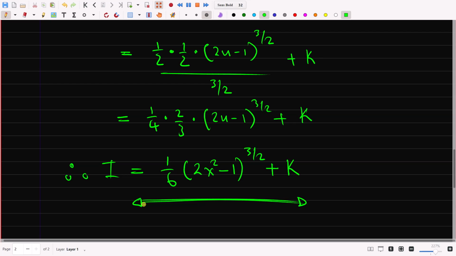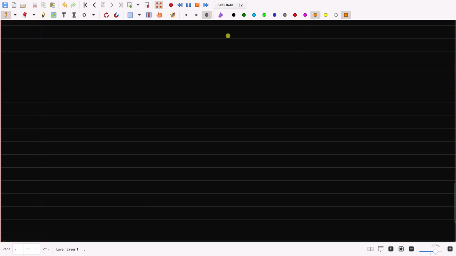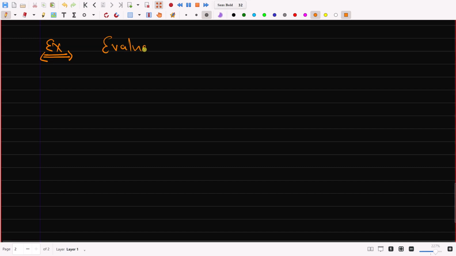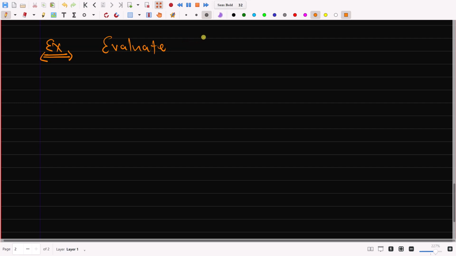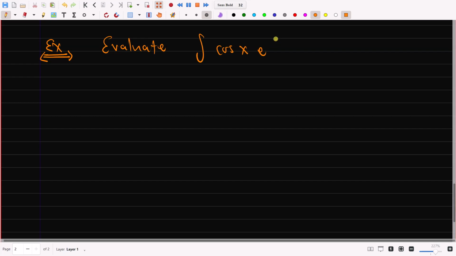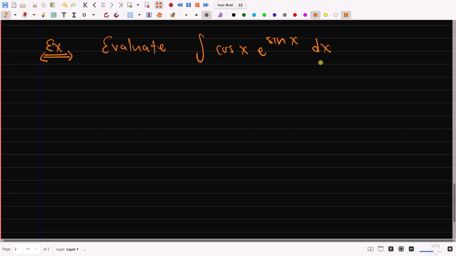But it will be good also if we can try another different example other than what we have just seen here. So let's try another different example to keep practicing. Another example goes as follows: evaluate the integral of cos x e^(2 sin x) dx. So we want to evaluate that integral.